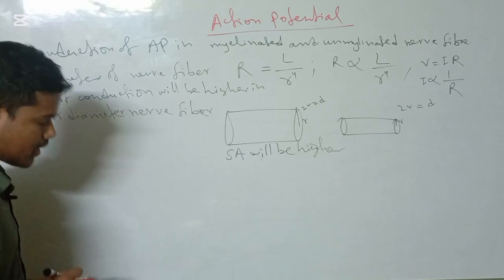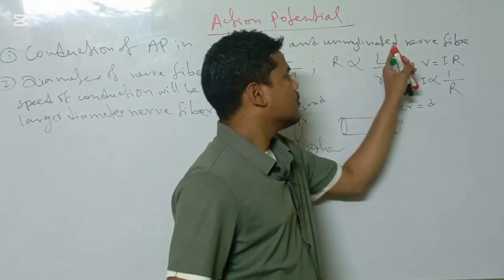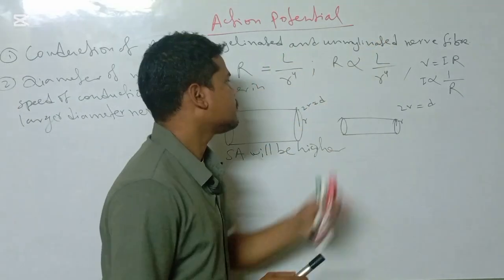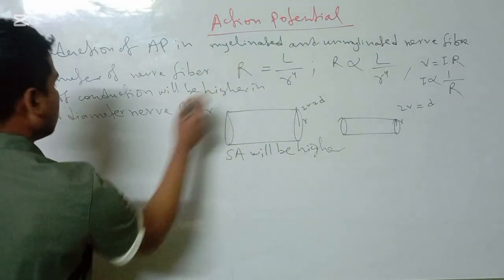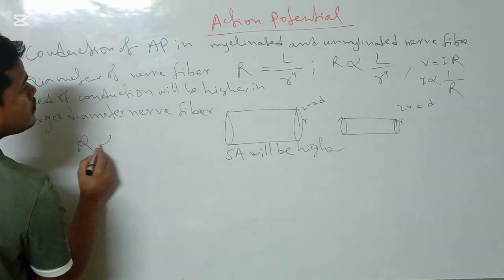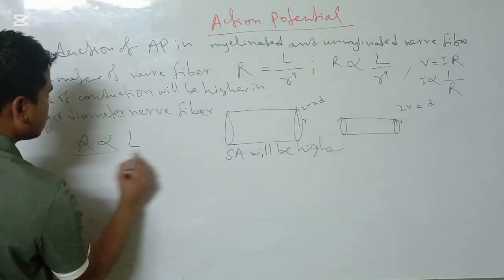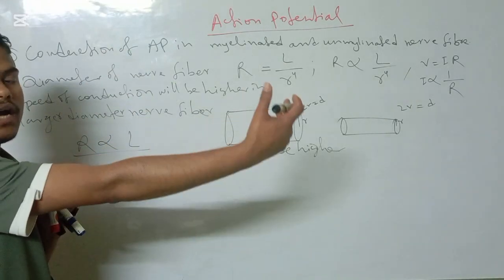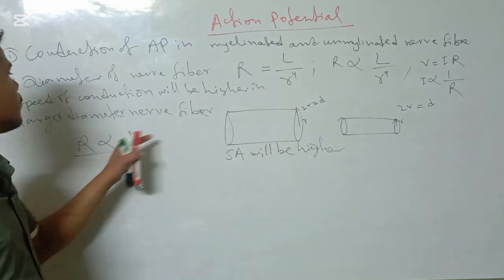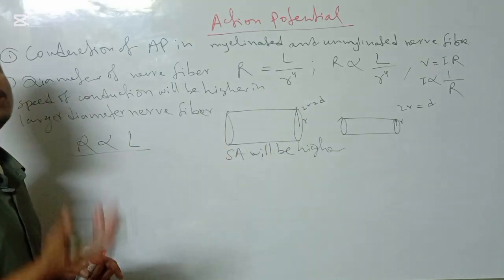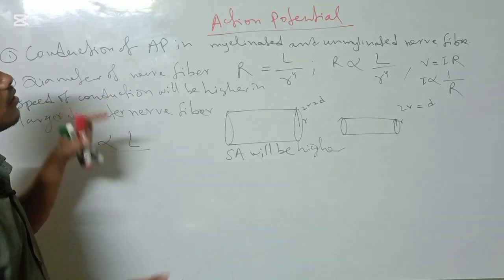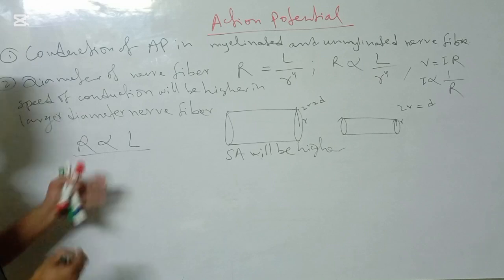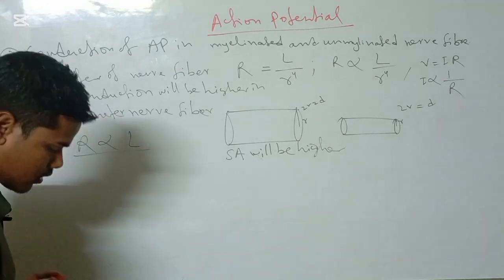And here is also the length. Length is not so much, yes, obviously length. Here R is directly proportional to the length. So higher the length, the rate of impulse transmission will be lesser, assuming other conditions as constant. So this will be the length factor.